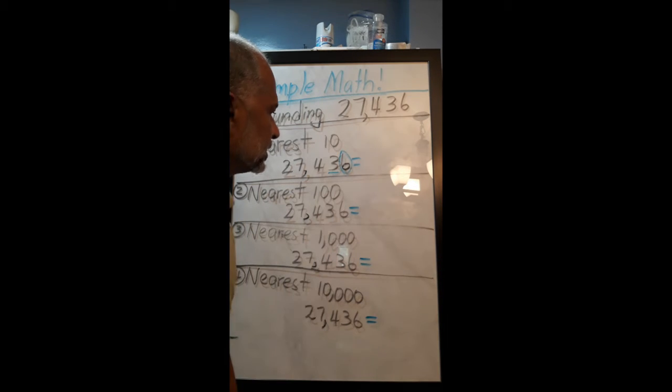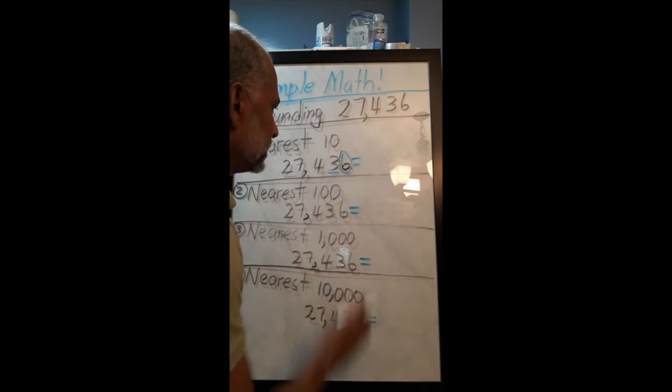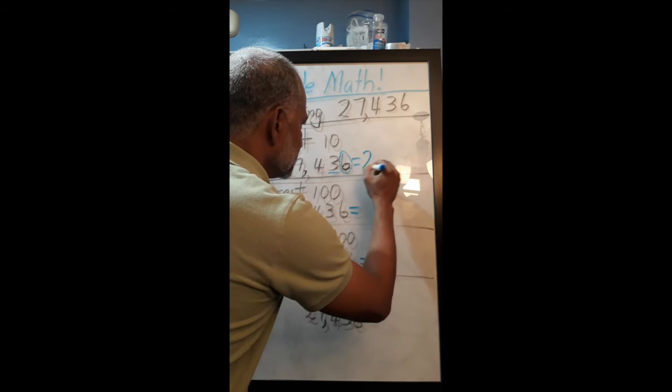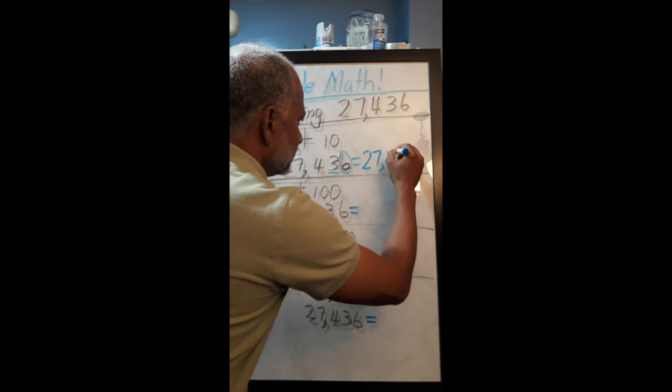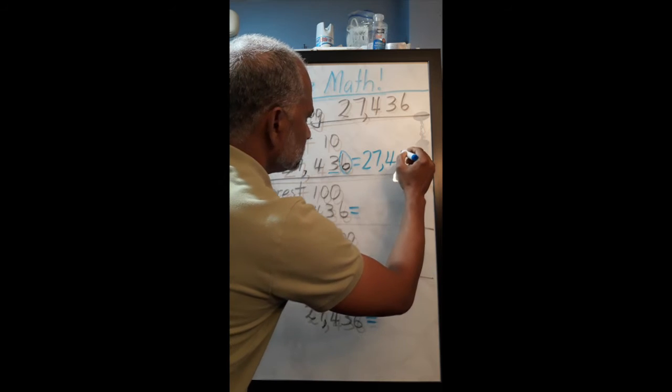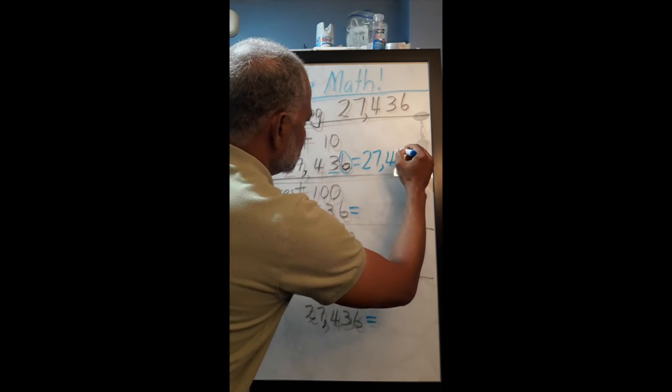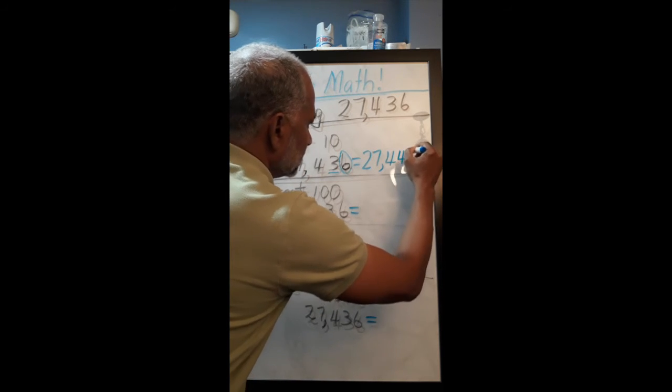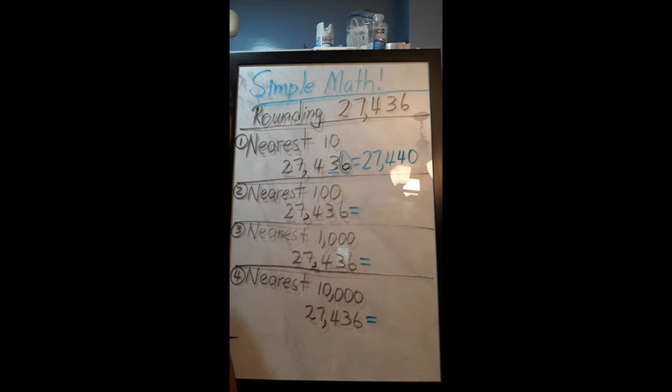So in this case, it's more than 5, so it has to soar. So your answer is 27,440, with a 0 to replace the place value with 0.